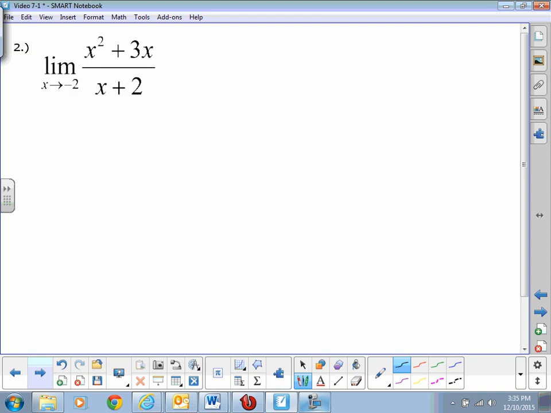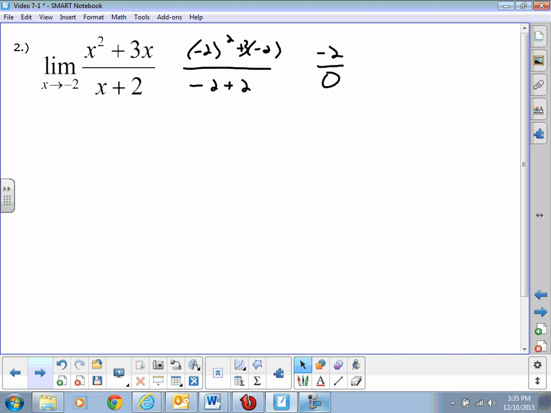Here's another example. We'll do some direct substitution. We'll have negative 2 squared plus 3 times negative 2 over negative 2 plus 2. Well, on top, oh, I forgot my 3, sorry. 3 times negative 2. So on top, we'll have 4 minus 6, which is just negative 2. On bottom, we'll have 0. Well, this is what I was talking about on the first slide. When you have a number over 0, we need to investigate a little bit further.